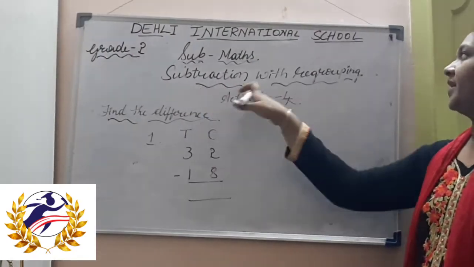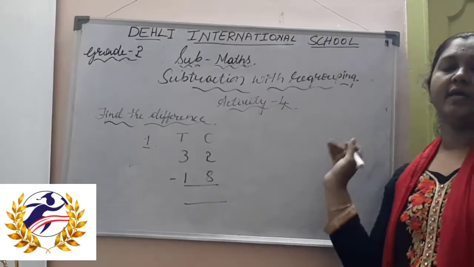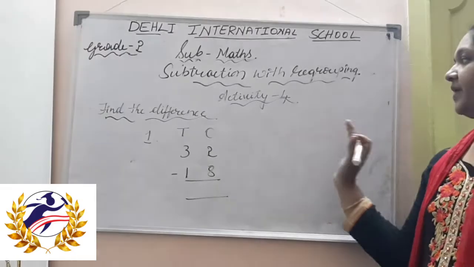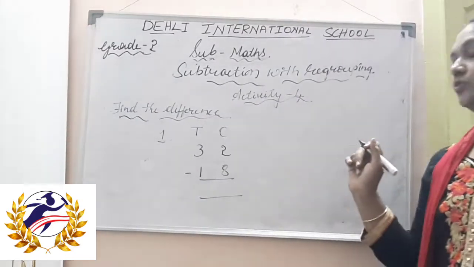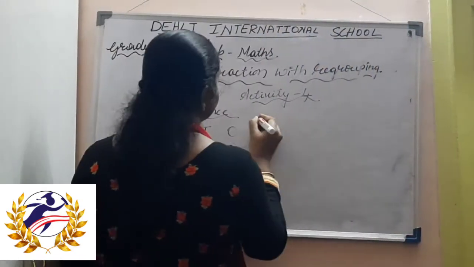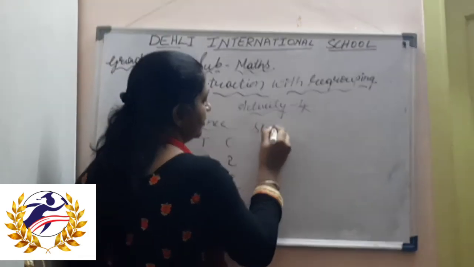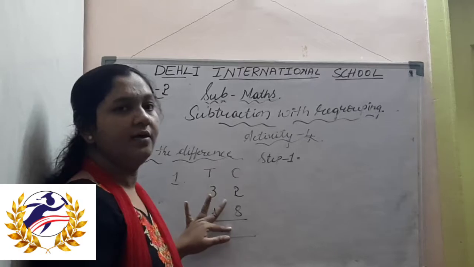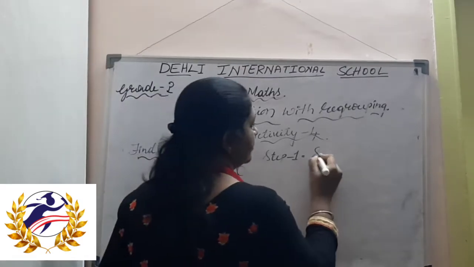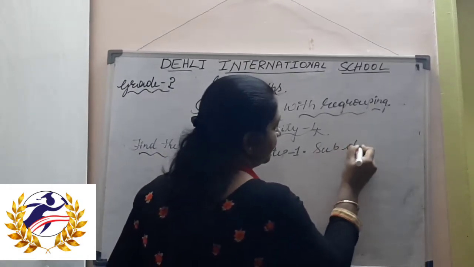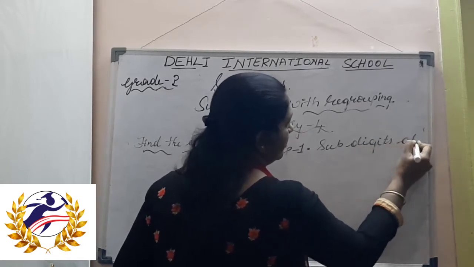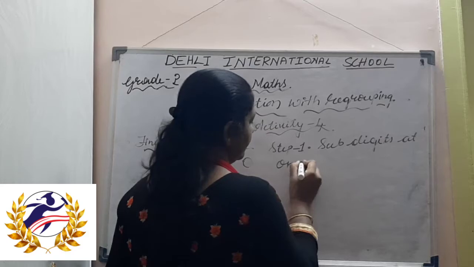Next, subtraction with regrouping. We have seen addition with regrouping. Now we will learn subtraction with regrouping. How to subtract with regrouping? Step 1. Subtract the digits at the ones place first.